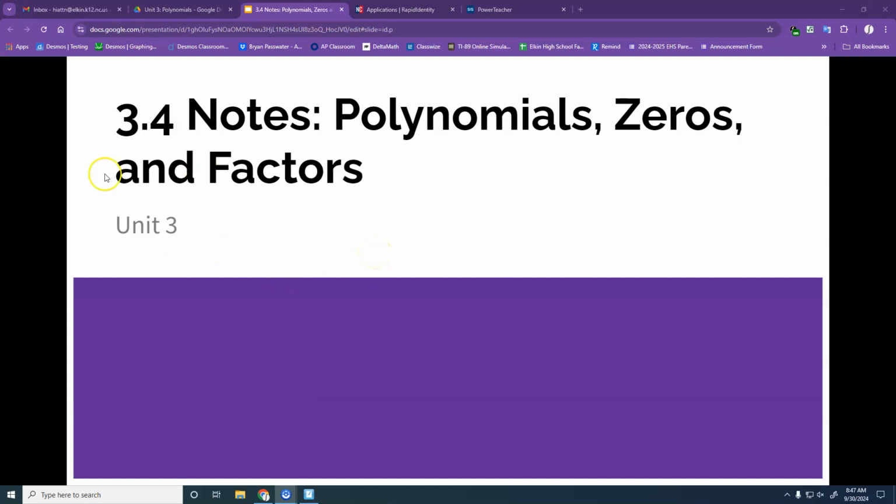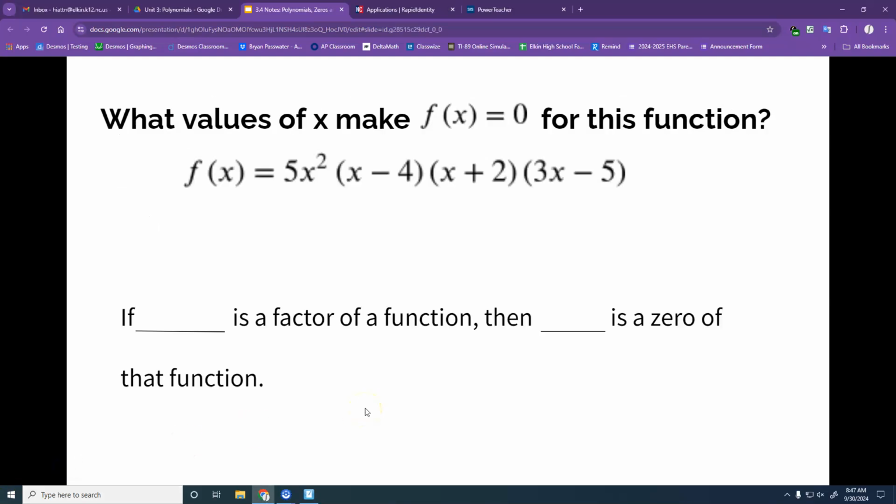So, everybody with me? Today we are looking at polynomials, zeros, and factors. We're going to be looking at how the zeros, which are our x-intercepts, relate to the factors in our polynomials. So, if I look at this equation right here, f of x equals 5x squared times x minus 4 times x plus 2 times 3x minus 5. What values of x make f of x equal to 0 for this function?